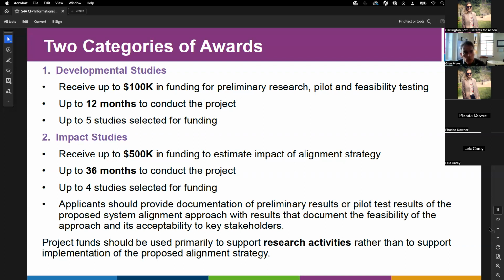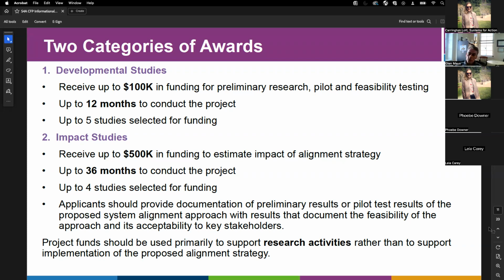Very importantly, if you are interested in applying for the Impact Studies Award category, you will need to have documentation that your research team has already conducted some preliminary research on the system alignment strategy that you want to study. So you should already have preliminary research and pilot test results of your system alignment approach that document the feasibility of your approach and that document the acceptability of your approach to the key community stakeholders and collaborators you need to work with. So if you've already done that preliminary research, you've already done pilot testing and feasibility testing to demonstrate that your proposed alignment strategy is feasible for implementation, then you're well positioned. You're likely to be well positioned for the Impact Studies Award category.